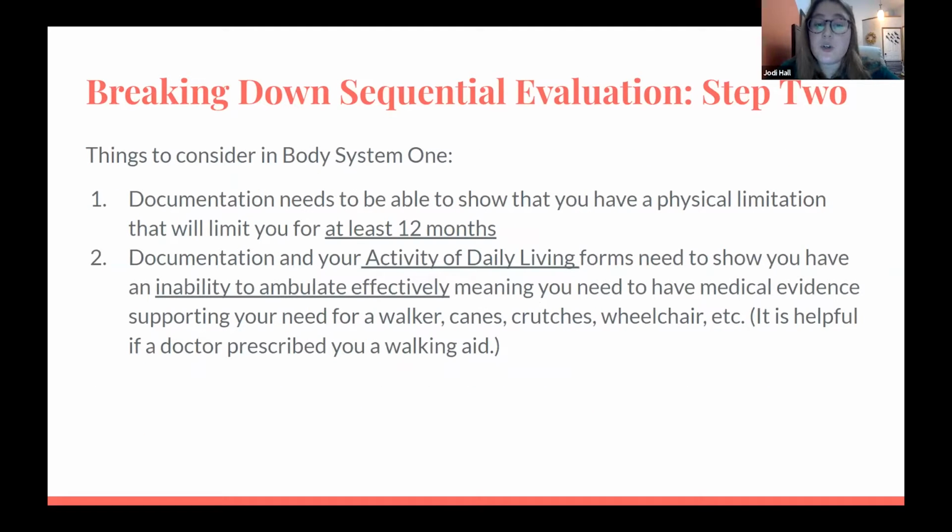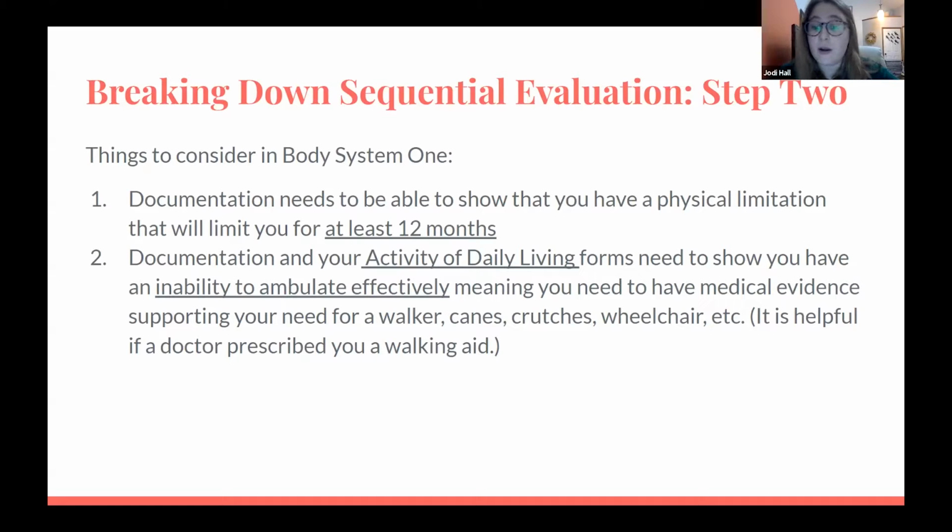Body system 2, that is going to... and then, so in order to be disabled by government standards, the impairment will need to last at least 12 months. And vasculitis being a chronic illness, the doctor will be able to establish that, yes, it will last longer than 12 months.